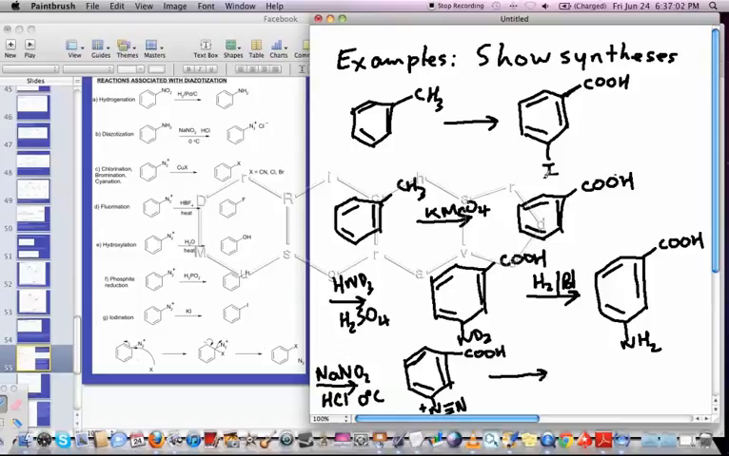Now we want an iodine down here at the bottom. So what we'll do is we'll choose the reagent that will produce an iodine, that's KI. And that will put the iodine in the meta position to the carboxylic acid group. And that gives us our product. Right, there we go.